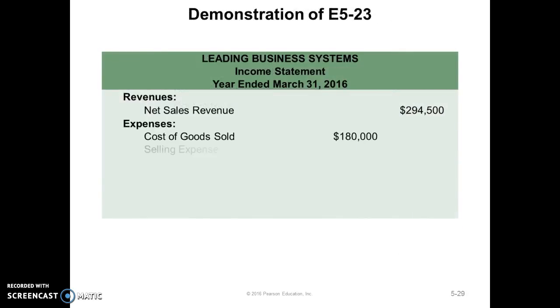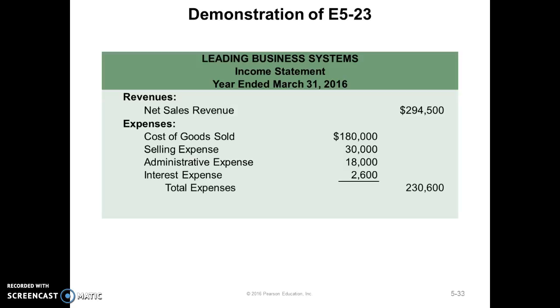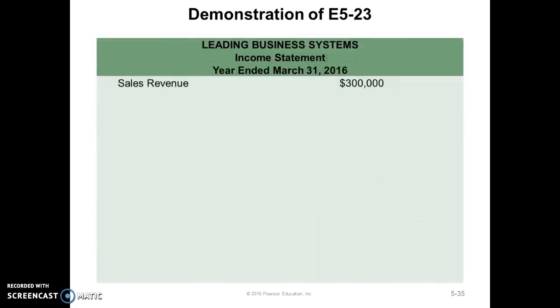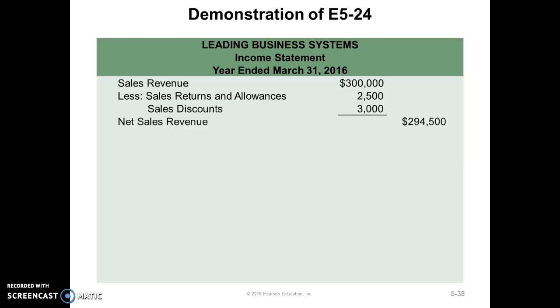This is your single-step income statement. As I said before, it's literally just the listing of your revenues and your expenses. And we know the net income, once again, is 63,900. This is the multi-step income statement. So we know it's the sales revenue less the returns, less the discounts, gives you net sales, net revenue, 294,500. Cost of goods sold, so the cost of the inventory you sold, 180,000. This gives us our gross profit.